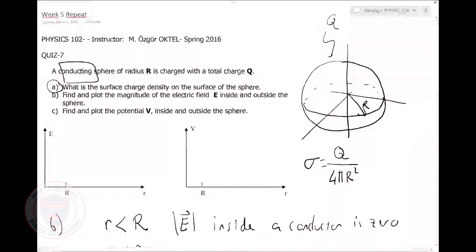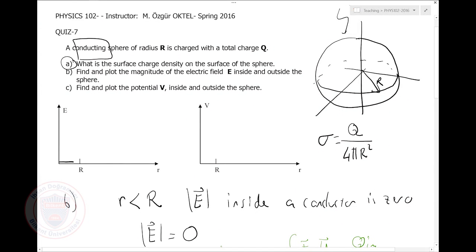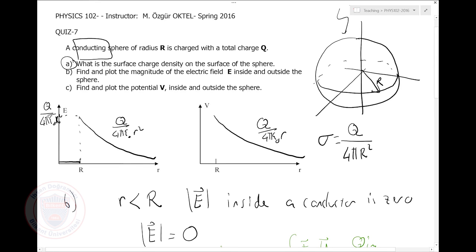Let me actually try to plot these on the figure. I said electric field is 0, and then like a point charge on the outside, so it's q over 4 pi epsilon 0 r square. So the maximum value is q over 4 pi epsilon 0 R square. And the potential is again like a point charge on the outside, q over 4 pi epsilon 0 r. Maybe it's dropping a little bit more slowly, but it's a constant on the inside. So the value of this constant is q over 4 pi epsilon 0 capital R.